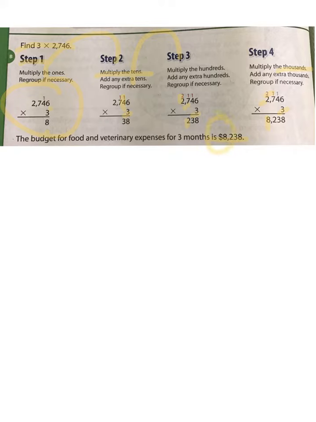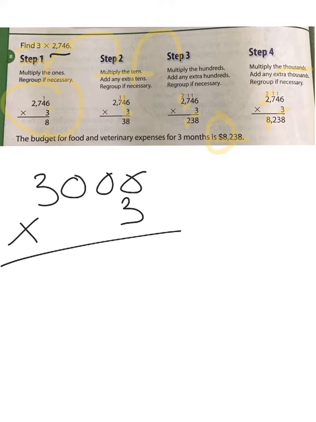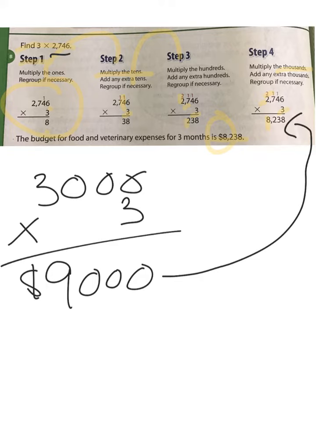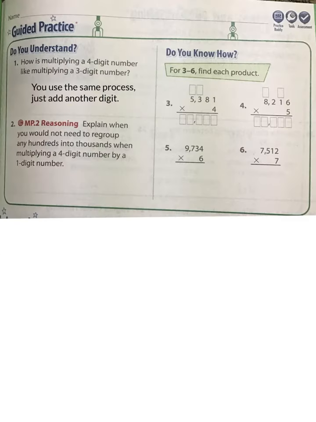If we were going to estimate to see if our answer is reasonable, we can round $2,746 to $3,000 times the 3 months, and we would get $9,000. Since $9,000 is pretty close to $8,238, our answer is reasonable. Let's do the guided practice together.